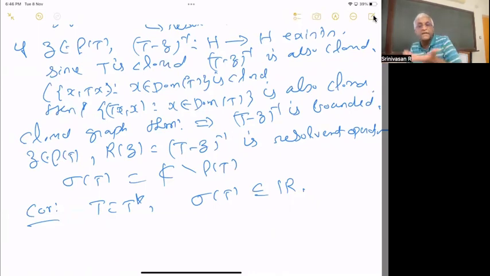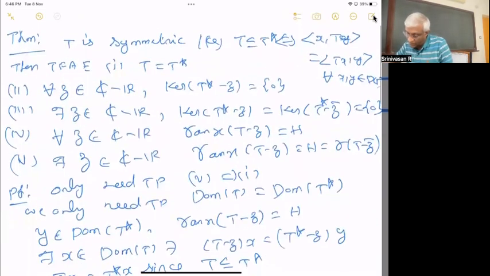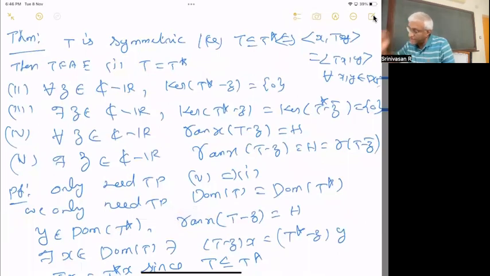There are two things, no? One is the range of T minus Z, and the other is the range of T minus Z bar. And we also have the kernel of T minus Z and T minus Z bar is equal to 0. So if Z has an imaginary part, the range of T minus Z is everything. And kernel of T minus Z equals range of T star minus Z bar perpendicular, no? So if it's not a real number, it will be in the resolvent.